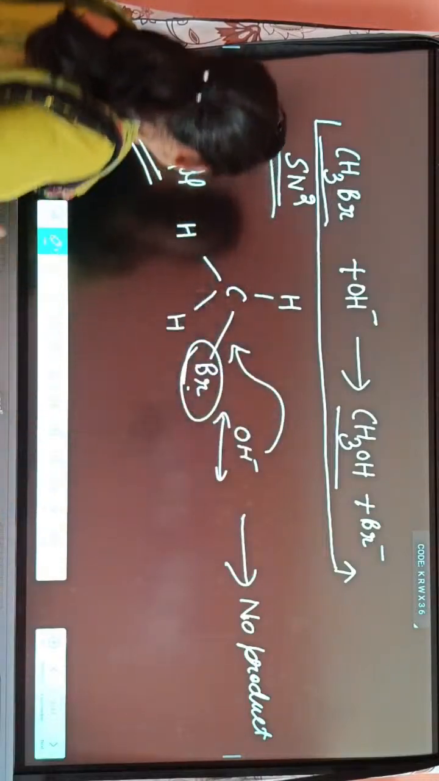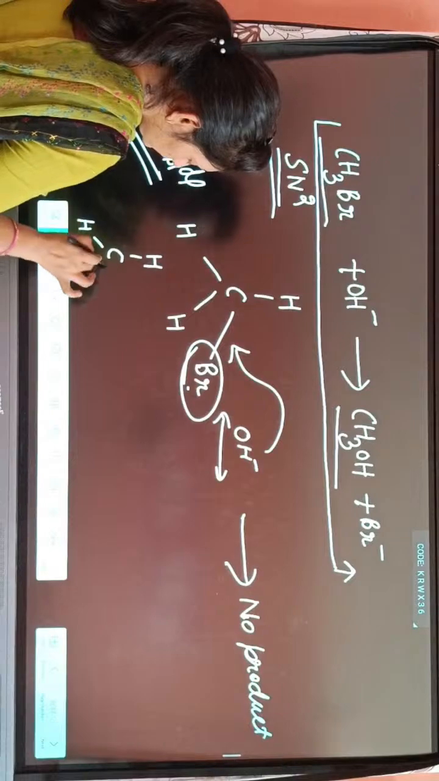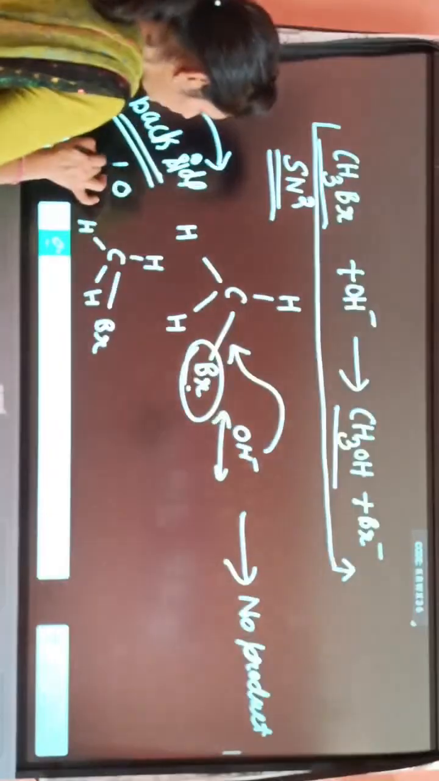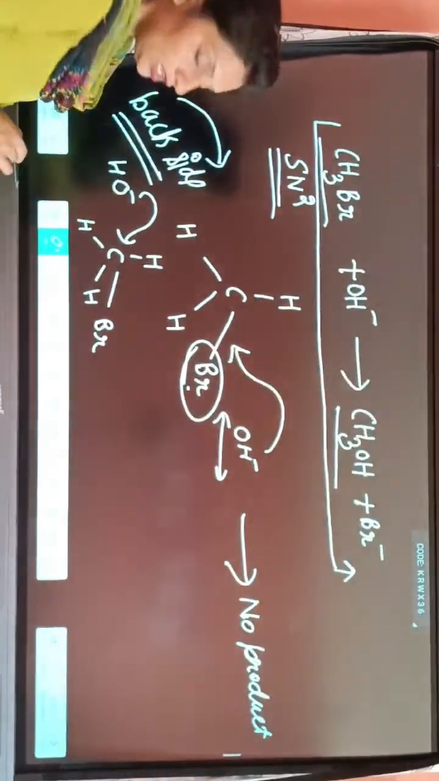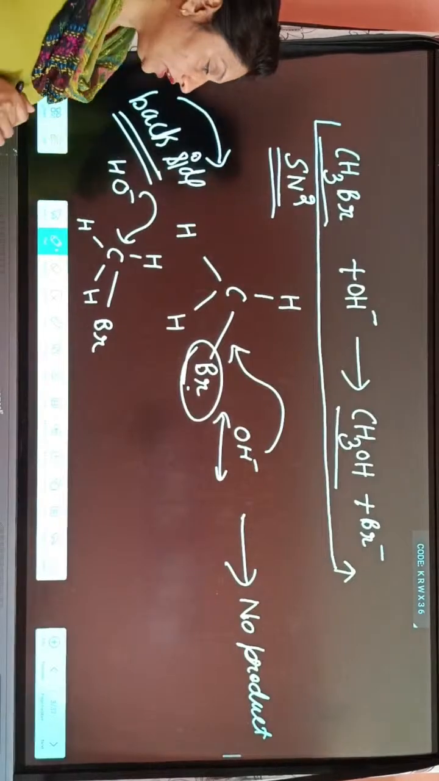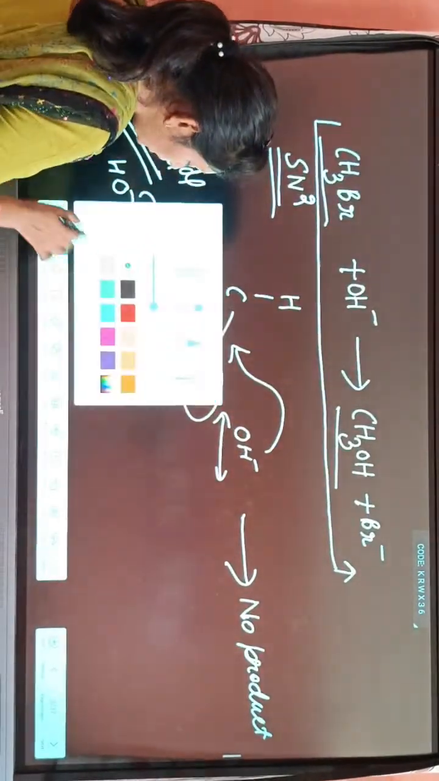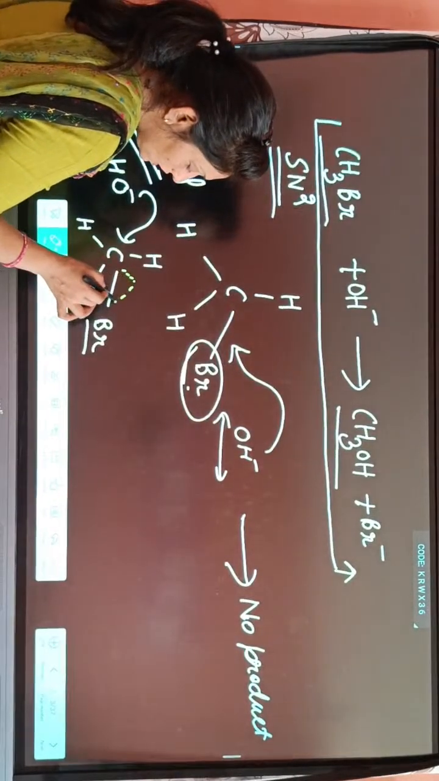But if we attack the hydroxide ion from the backside, then easily we can do it. Why? Because this bromine is the more electronegative element, so it will attract the electrons towards itself.